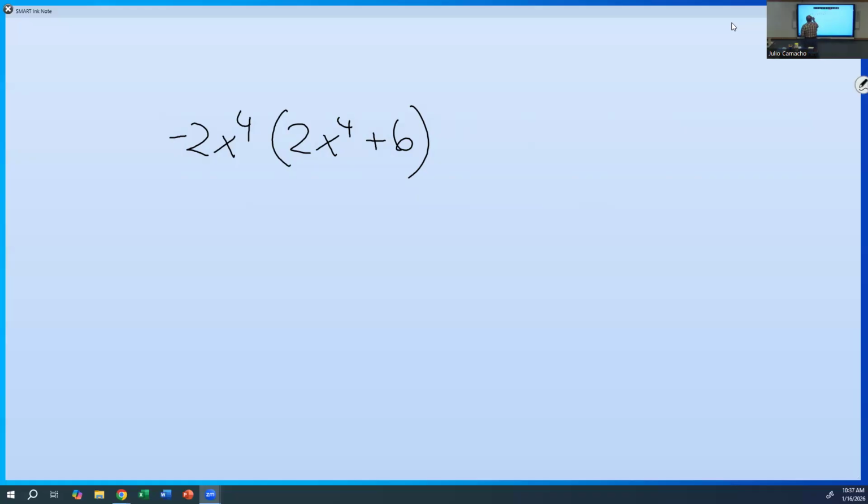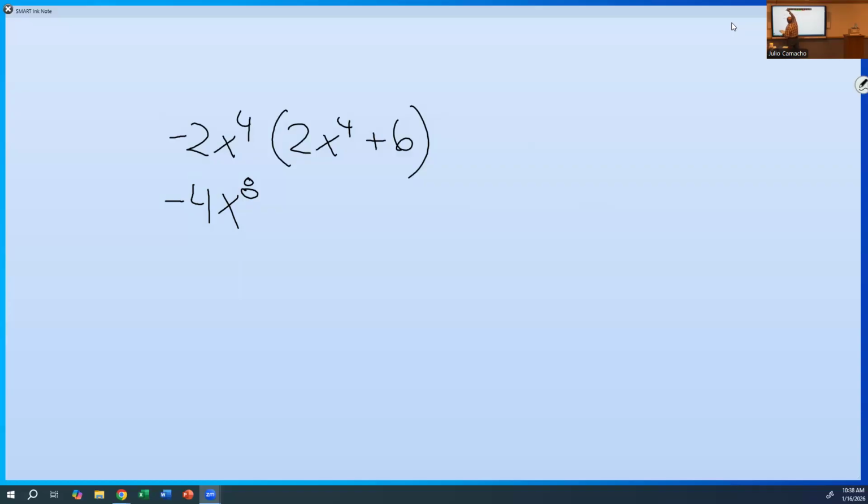Negative and positive is a negative. So it will be -4. You put your x, and then when you multiply polynomials, you add the powers. When you divide polynomials, you subtract the powers. Because we are multiplying, we will add the powers. 4 plus 4 is 8. It will be -4x to the 8th power.